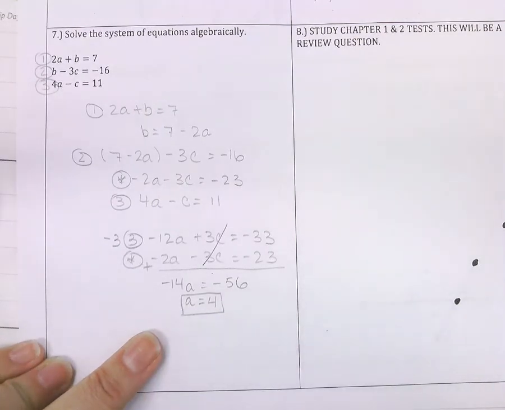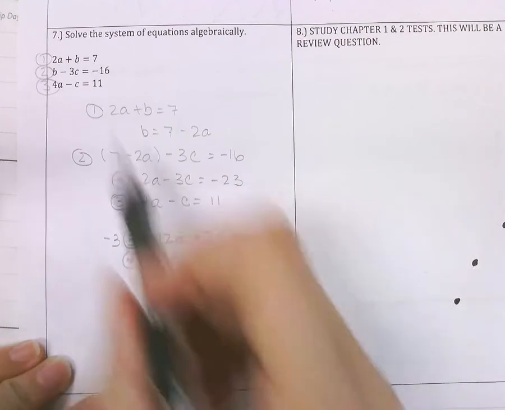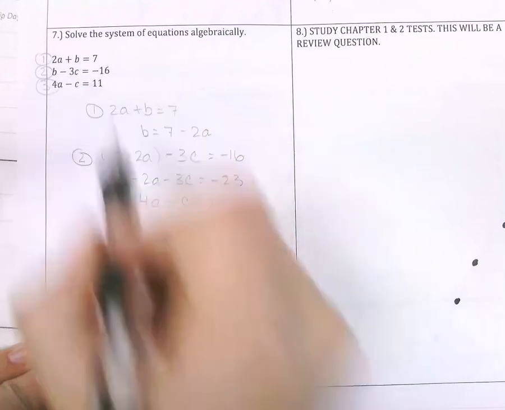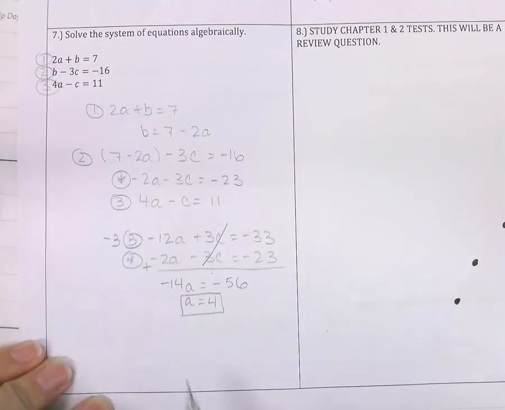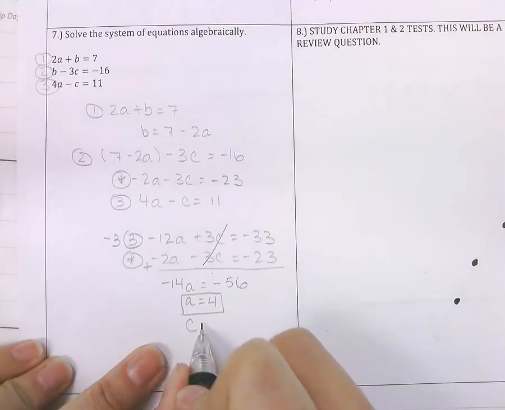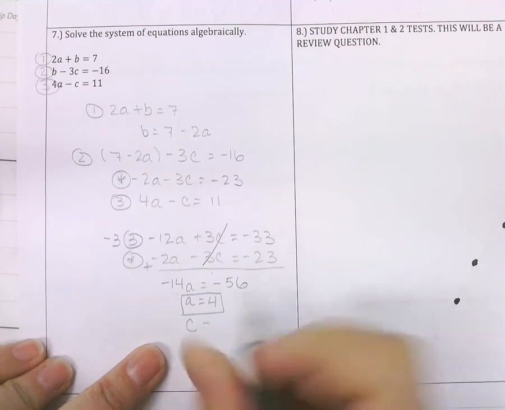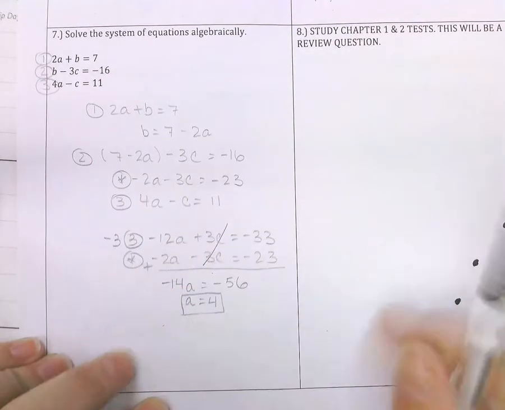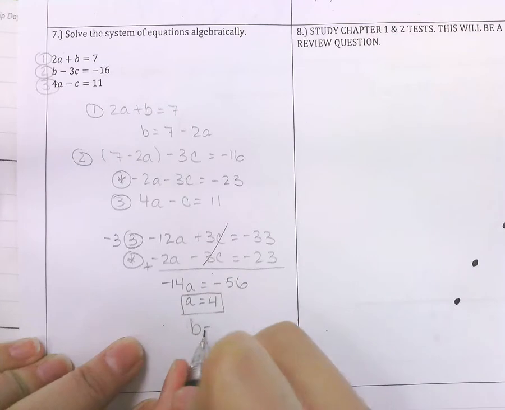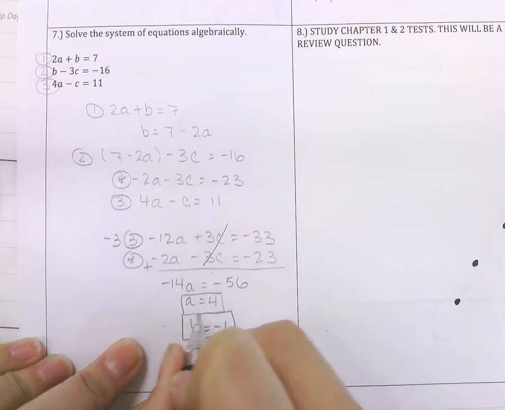Once you know A, everything else should be really easy to find. All you have to do is plug them back into these equations and you'll find the rest. 8 minus B is negative 1. Put them in order.